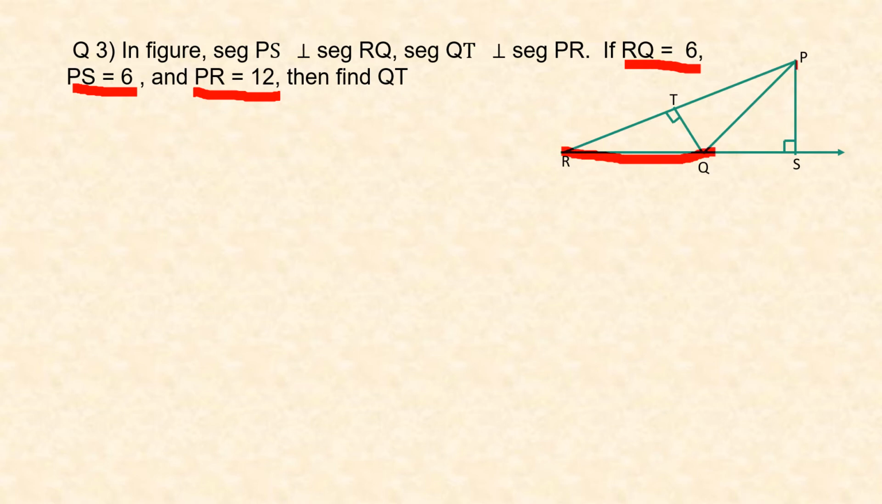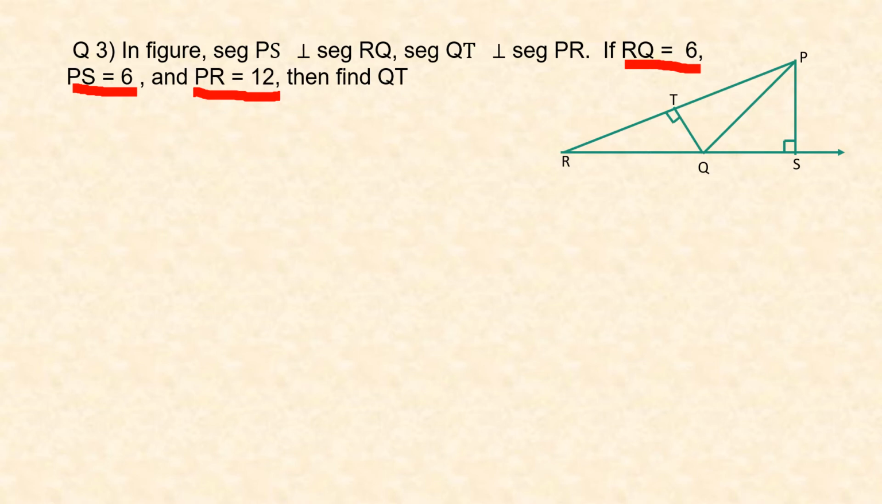Triangle PQR. This triangle is given. From this triangle, RQ is given and PS is given. Means RQ is the base and PS is height. First we find area of triangle PQR, taking QR as a base and PS as height.